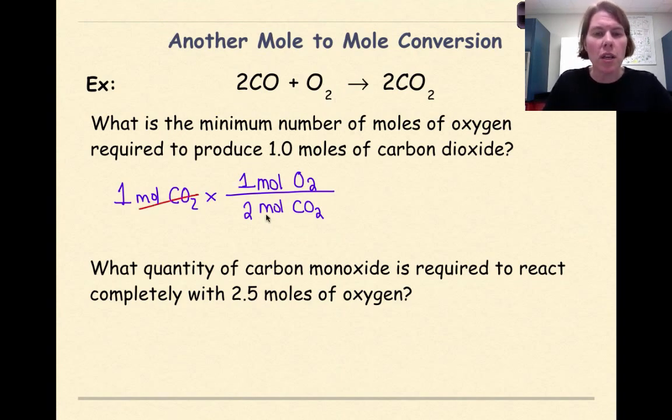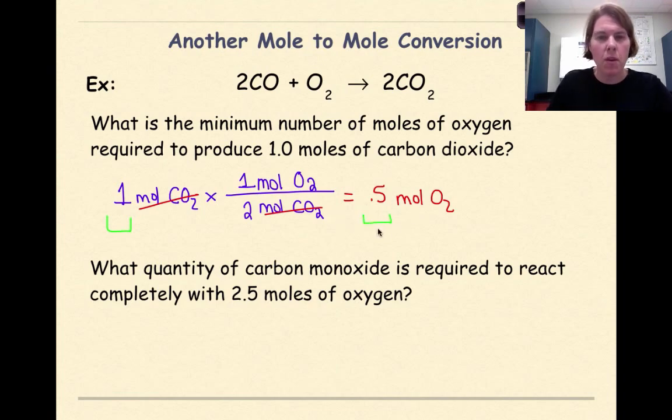Moles of CO2 cancel moles of CO2. 1 times 1 divided by 2 will give me 0.5 moles of O2. 1 significant figure to start with, 1 significant figure to end with. Everything checks out. Let's look at this last example. What quantity of carbon monoxide is required to react completely with 2.5 moles of oxygen?